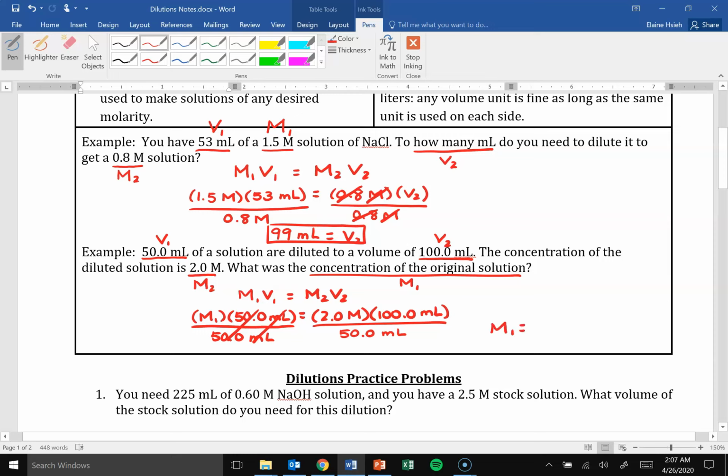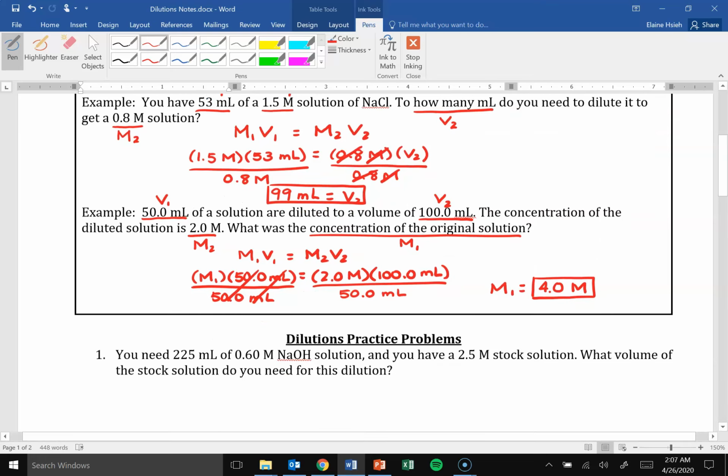And in our calculator, we're going to type in 2.0 times 100.0 divided by 50.0. And the calculator says 4. Now I'm going to go ahead and write 4.0 molar because M2 is 2.0 molar, so I'm going to keep the same number of decimal places.